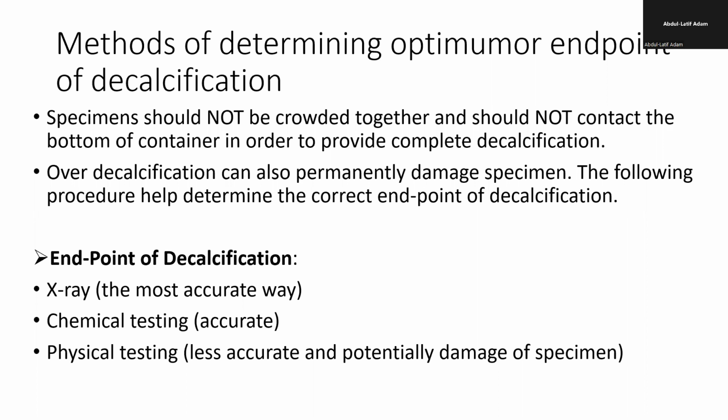First, you can use x-rays. You know, x-rays take pictures of calcium. So when there is calcium in the tissue, the x-ray becomes white. Okay, the film becomes white, and then it tells you that there is calcium in it. Okay, so you can use x-ray.